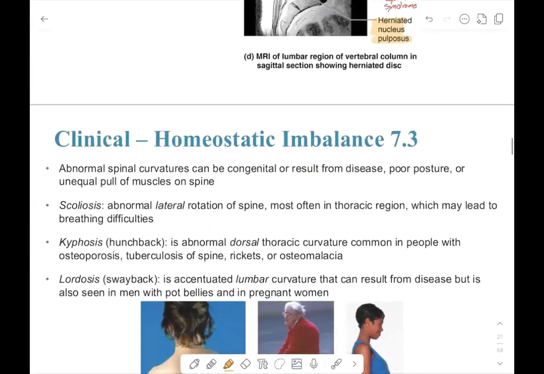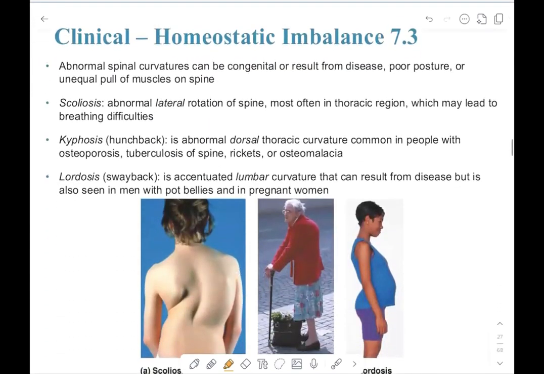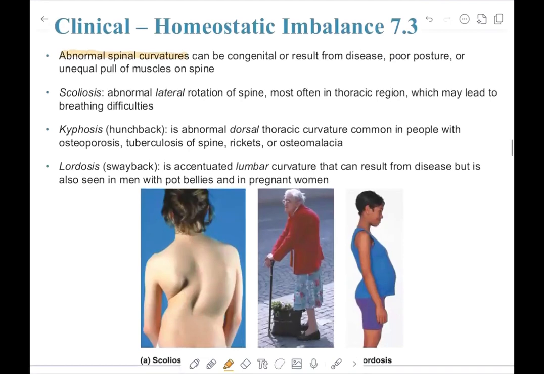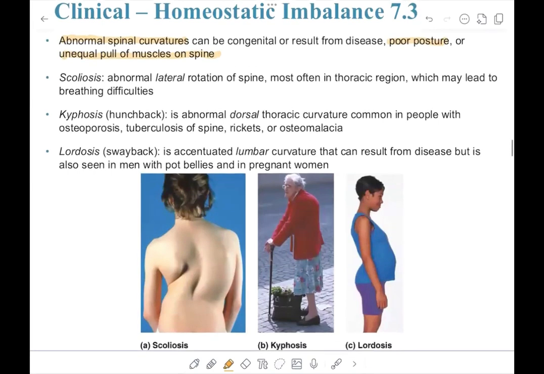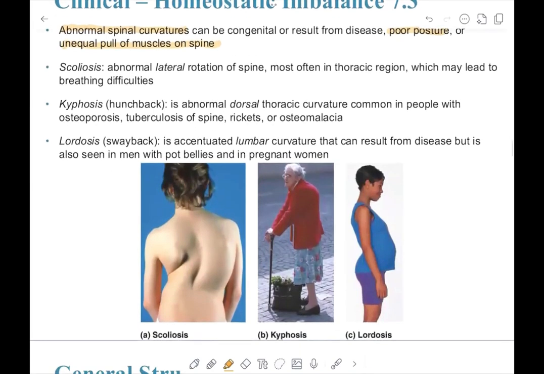The next homeostatic imbalance is abnormal spinal curvatures that can be congenital or result from disease, poor posture, or unequal pull of muscles on the spine. There are three that you need to know. The first one is scoliosis. A lot of times younger people will have this. It's an abnormal lateral curvature of the spine, usually in the thoracic region. And the key here is that it's lateral.